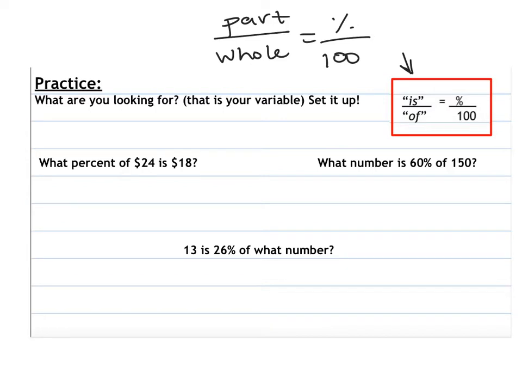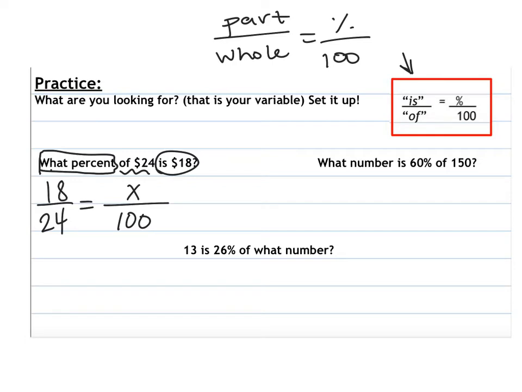If I look at this question, what percent of 24 is 18? Well, I see what percent. That's what I'm trying to find. So if I'm setting up my proportion, 100 is always on the bottom. The percent is what we're trying to look for, so that's where our variable goes. Then of 24 is 18. So of goes on the bottom, so 24. The is goes on the top.